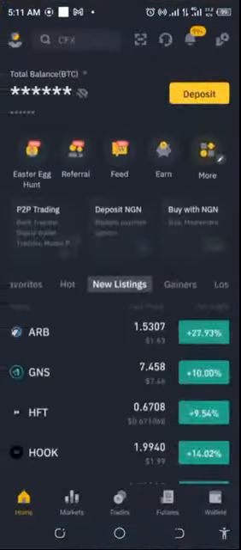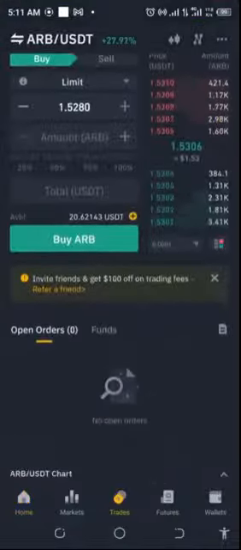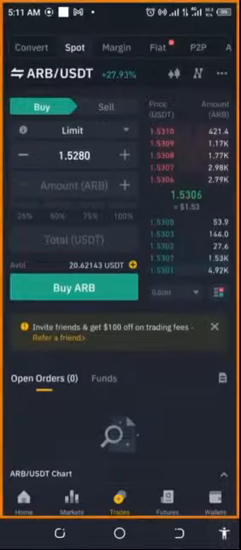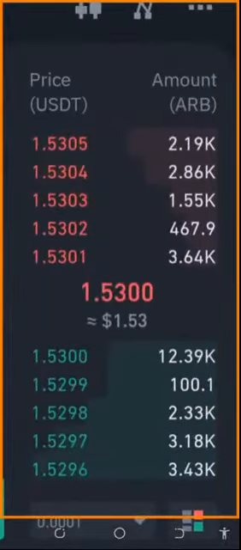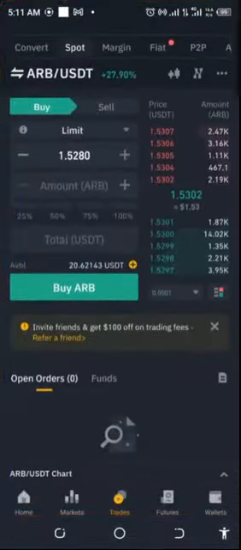So let's go back in here. As you can see, looking at it, it's still pumping, right? And look at the order book. You can see that it's still very alive and very active. These are the things you need to make sure exist when you're doing your spot trading.